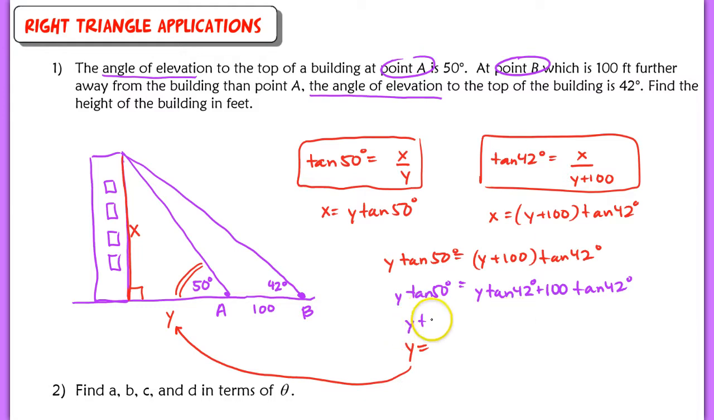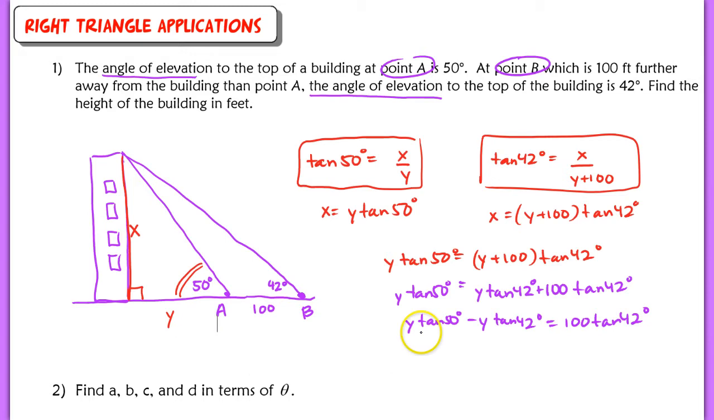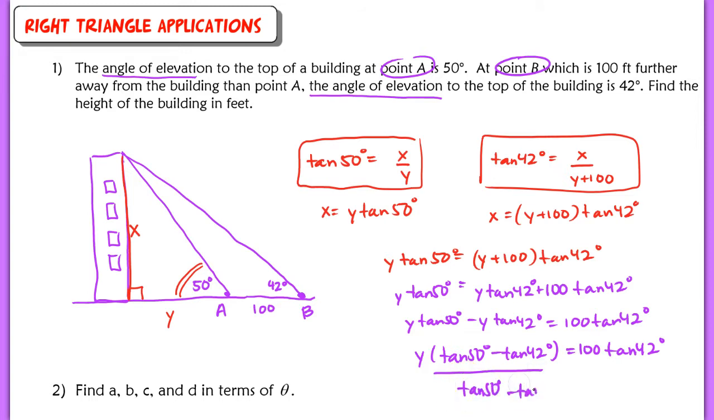So I have y times the tangent of 50 degrees minus y times the tangent of 42 degrees equals 100 times the tangent of 42 degrees. Now I want to, let me erase here, factor out that y so that I have the tangent of 50 degrees minus the tangent of 42 degrees. From here I can just divide out this entire expression. So on the other hand side I have 100 times the tangent of 42, and I will divide out the tangent of 50 minus the tangent of 42.